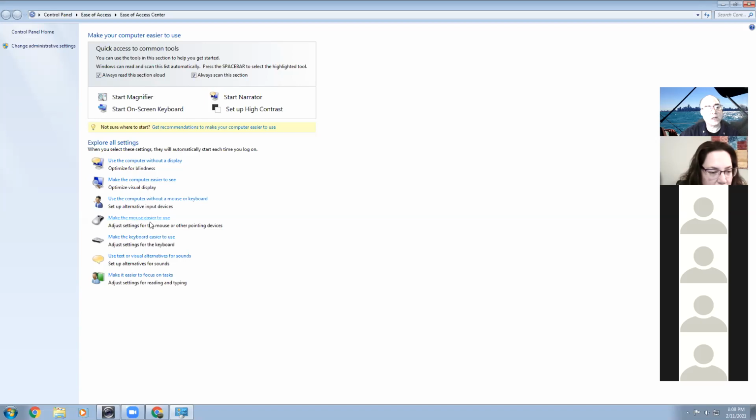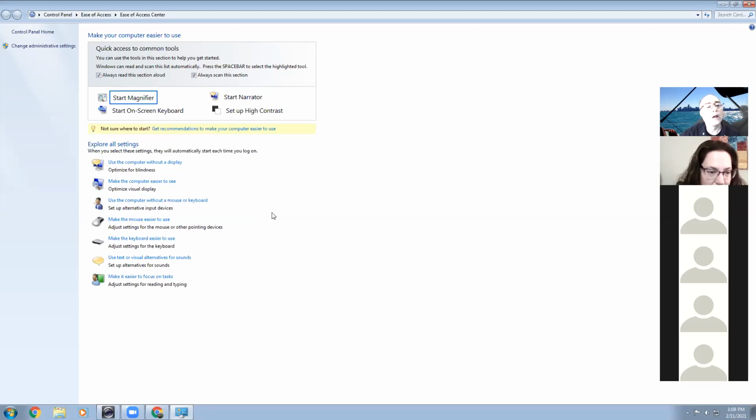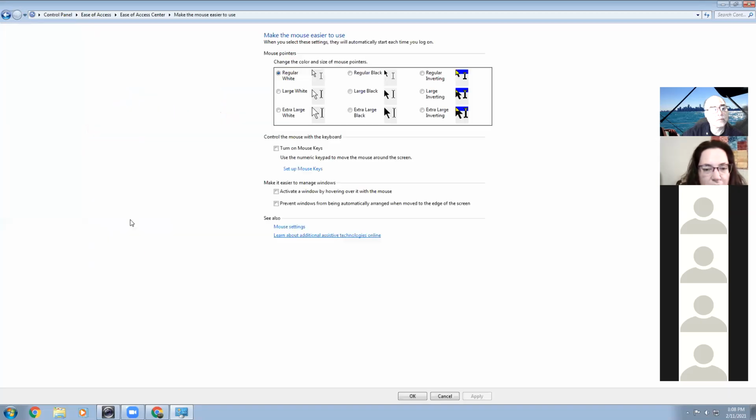Make the mouse easier to use? No. It's so tiny on my screen, I can't see what your choices are. Chaz, do you see what she's looking for on here? Can you make your screen bigger? Make the mouse bigger, Bob. Yeah, right there. Adjust setting. There you go. Extra large. You can pick bigger. You could make it a different color so it's easier to track. So go to extra large white, Bob, on the bottom left, or black, either one you like to use, and try that.